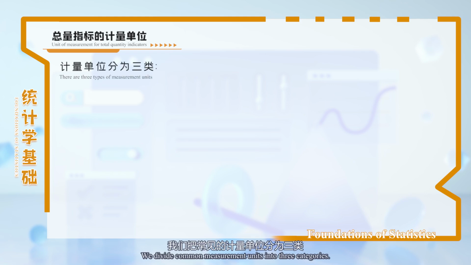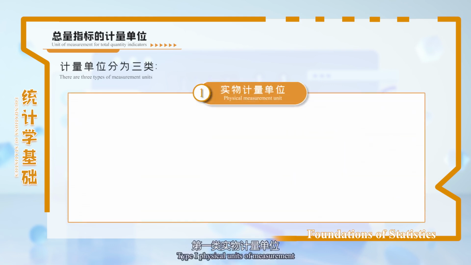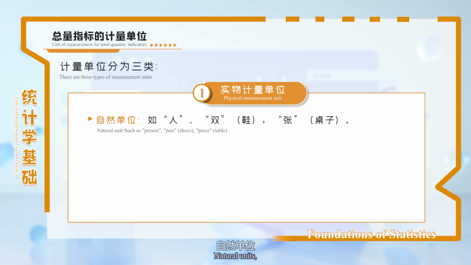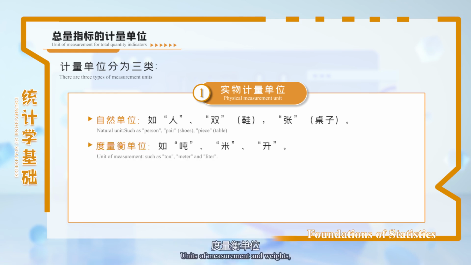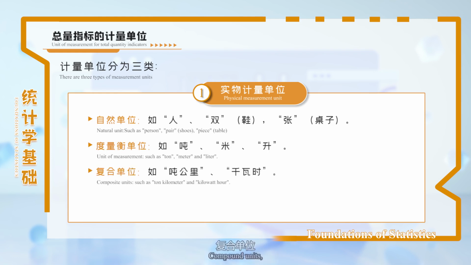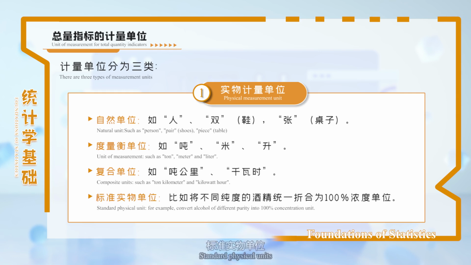We divide common measurement units into 3 categories. Let's take a look at them one by one. Type one, physical units of measurement. Natural units, like a person, a pair of shoes, a table. Units of measurement and weights, such as tons, meters, liters. Compound units, such as ton kilometers, kilowatt hours, etc. Standard physical units. It refers to converting different purity of alcohol, uniformly converted into a 100% concentration unit.